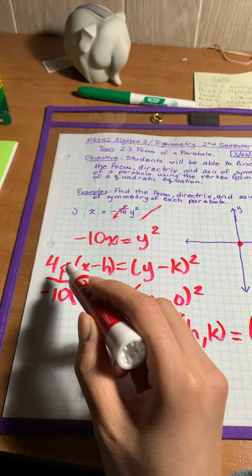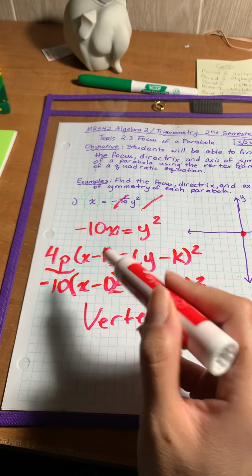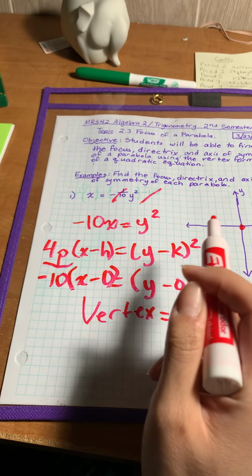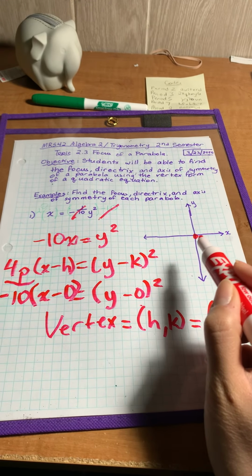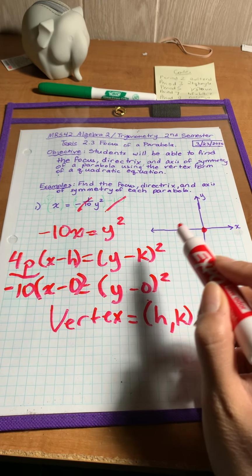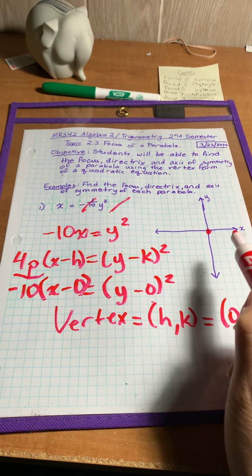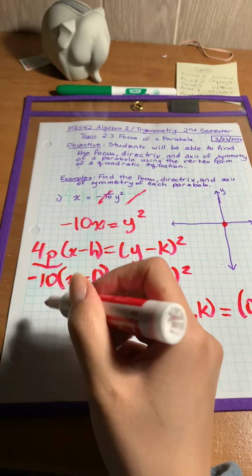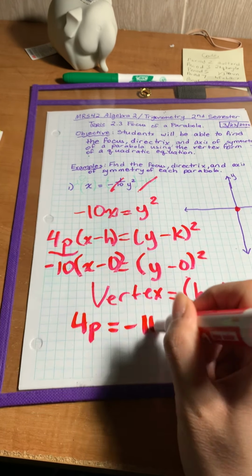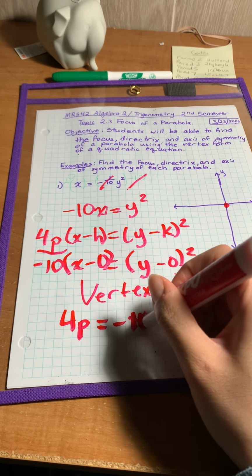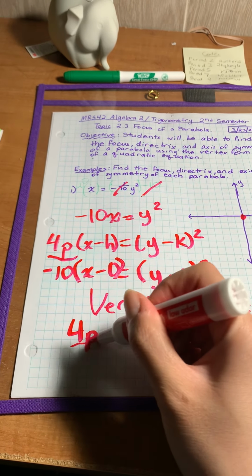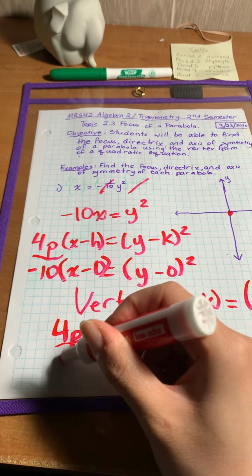Now I'm trying to find what p is equal to. This p right over here is going to tell me the number of spaces from your vertex to your focus, and the number of spaces from your vertex to your directrix. They're just going to be on opposite sides. Okay, so I just want to set 4p equal to -10, right? And to do that, I'm going to divide both sides by 4.